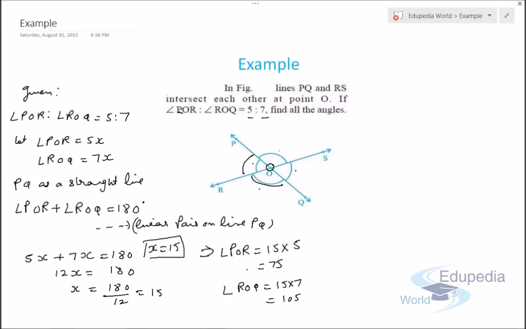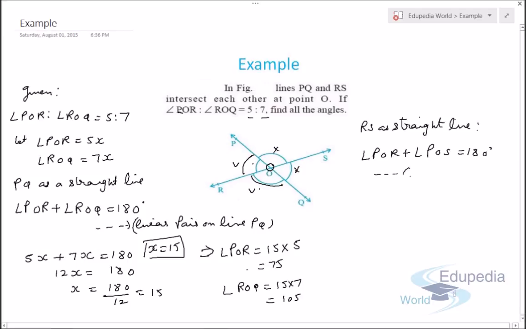So we got two angles. Now we need to find the other two angles. If we consider RS as a straight line, then we can say that angle POR plus angle POS equals 180 degrees, because they form a linear pair.